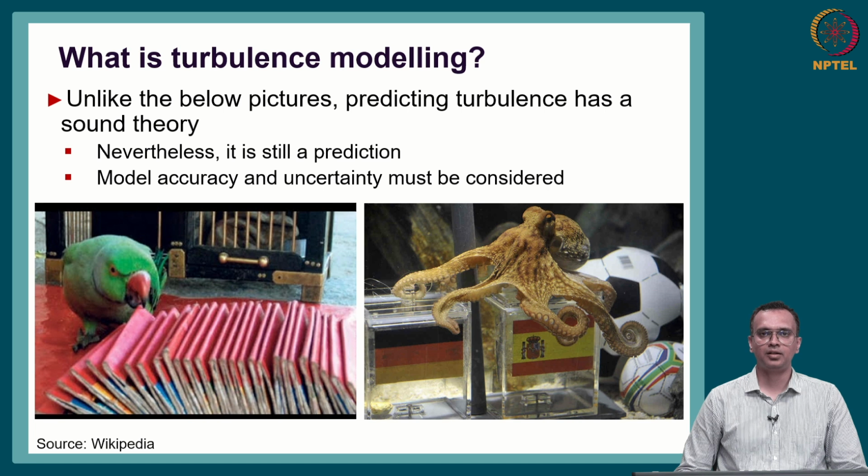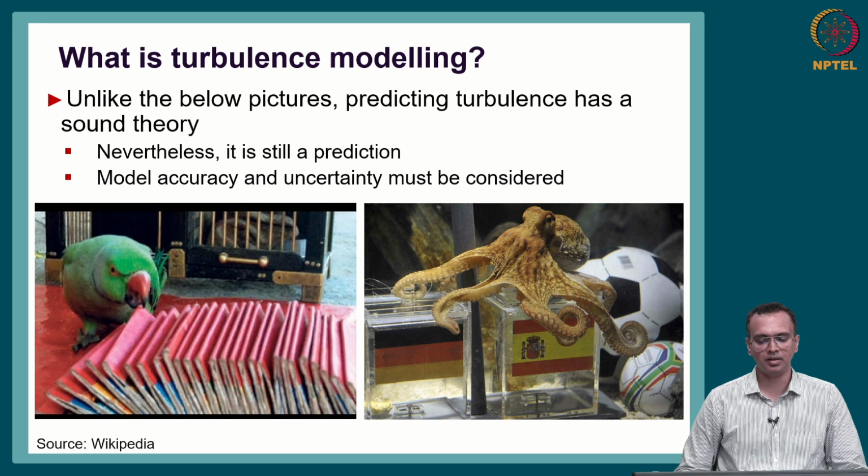So this is more added to humor. I don't really mean that what is being predicted here by an octopus or a parakeet is actually turbulence modeling. But if you actually look at the underlying aspect here, these two are actually making some prediction. So at the end of the day, when you are using turbulence models, you are actually predicting. Of course, here the predictions are based on sound theory, unlike the arbitrariness involved with the way an octopus or a parakeet will predict.